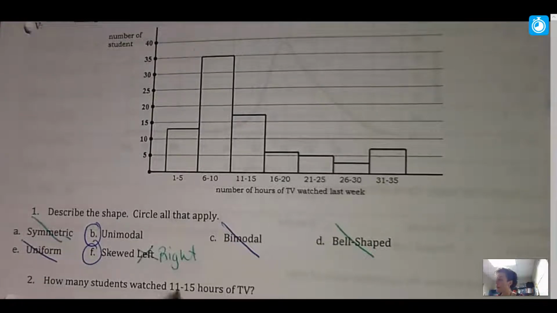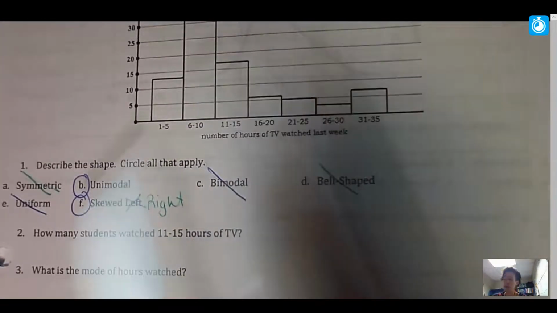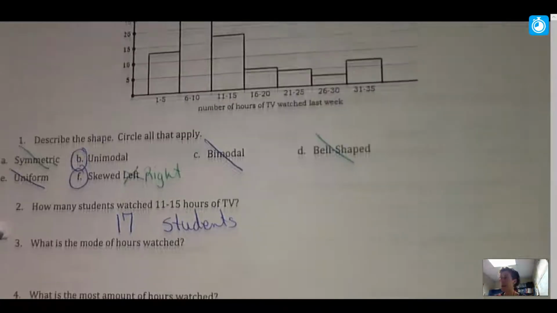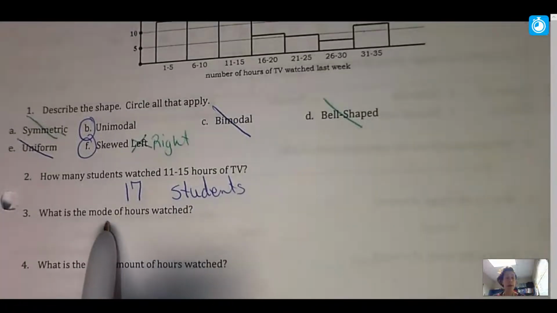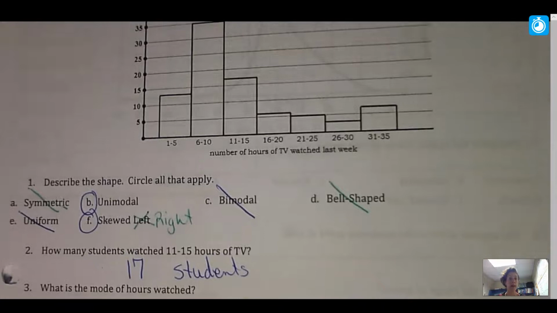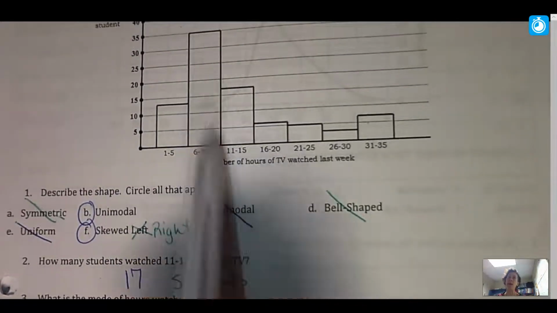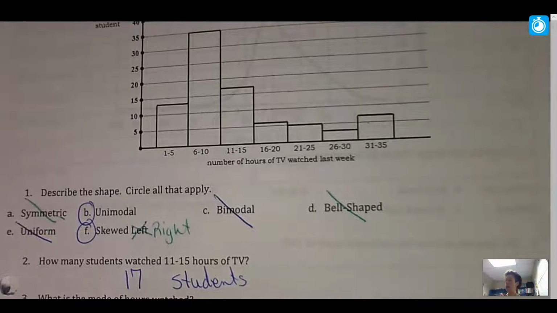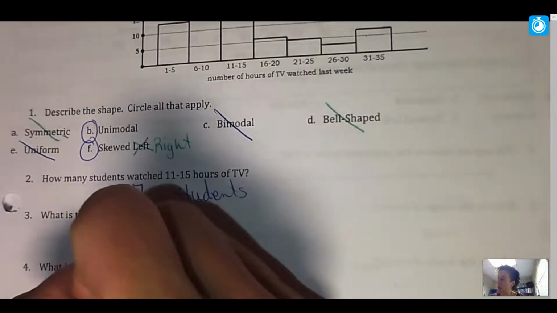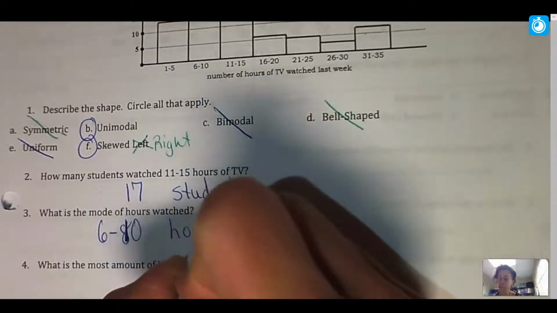So how many students watched 11 to 15 hours? This is somewhere in between 15 and 20. So, this would be more approximate. You might not have the same answer as me, but I'm going to say, maybe it's 17 students. And again, don't forget to always use a unit of measurement after the number. What is the mode of hours watched? What do most people watch? That's the 6 to 10. Now, I don't know in particular if it's 6 or 7 or 8, so we'll just put that range of numbers. Sorry, not 6 to 8, 6 to 10 hours.